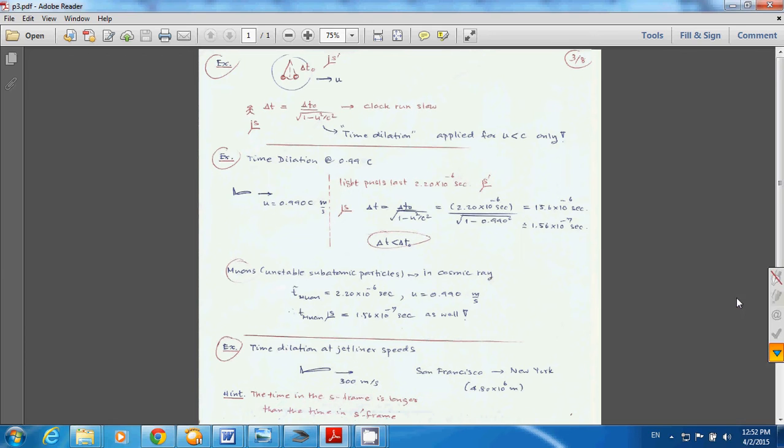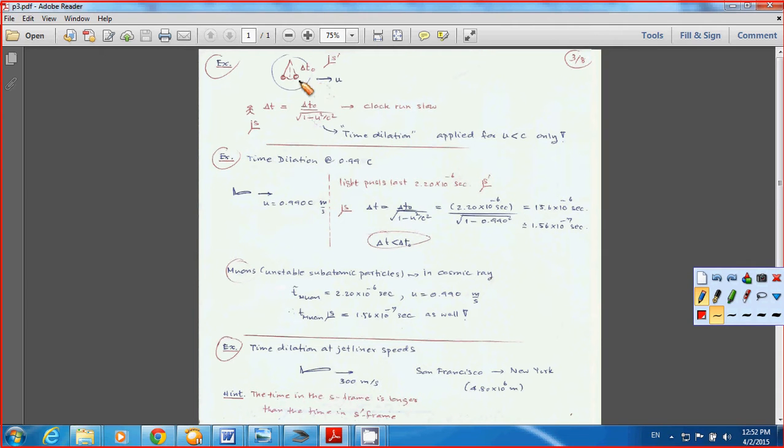Now let's take a look at more examples here. If you have a clock, like tick tock here, and one tick is taken to be your delta t 0, and this is the time in the S prime reference frame, for example this one in the spacecraft, and the spacecraft moves with the velocity u, and you're sitting on the Earth in the S reference frame. The time dilation is delta t equal to delta t 0 divided by the square root of 1 minus u squared over c squared.